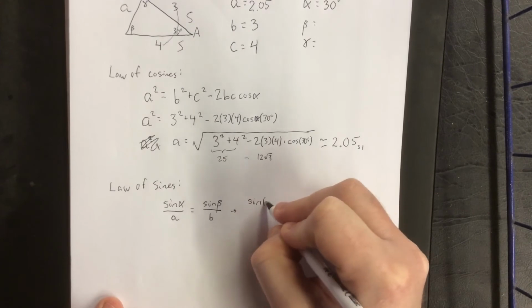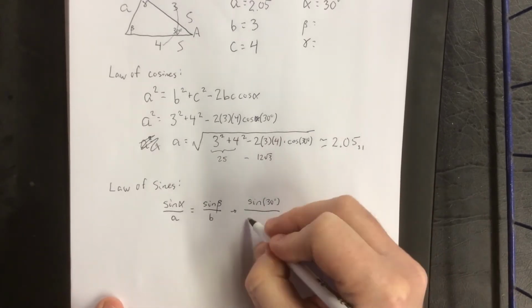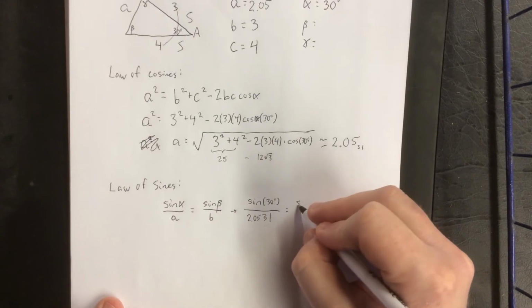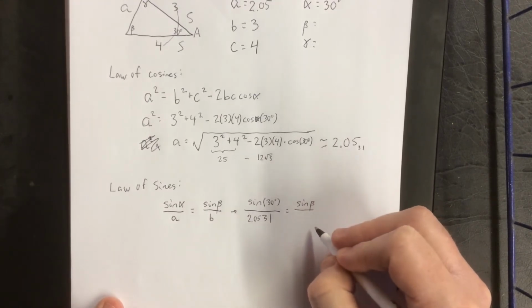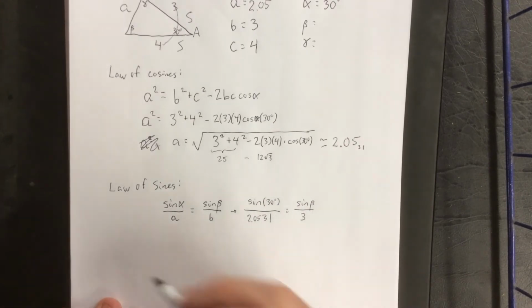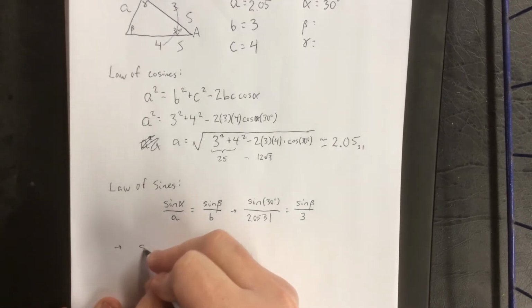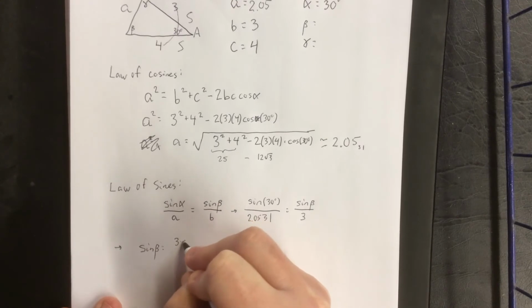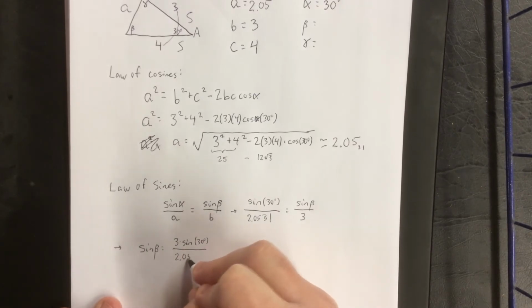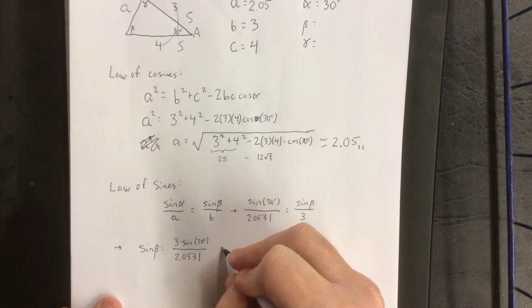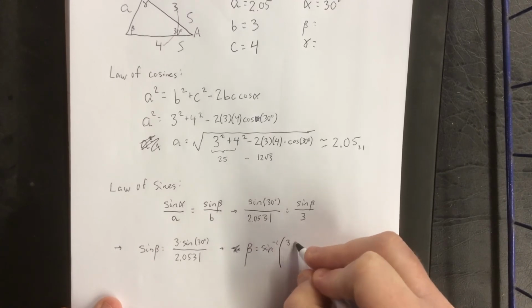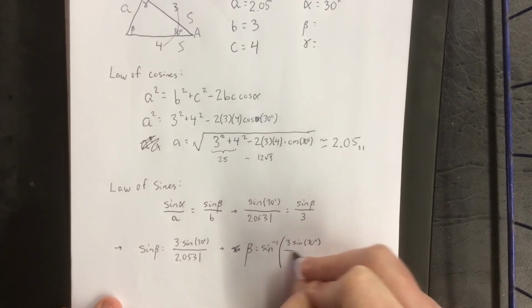Plugging this in, we have the sine of 30 degrees over, we're going to hold those couple extra decimal places for our value of A. Sine of beta, beta is the thing that we're trying to find right now, over B. Now normally we would start this by cross multiplying, but we can actually save ourselves a step if we just multiply both sides by 3. If we multiply both sides by 3, this will be 3 times the sine of 30 degrees divided by 2.0531, a couple extra decimal places, and then finally applying an arc sine to both sides. Applying an arc sine to both sides, we will arrive at our answer for the angle beta.